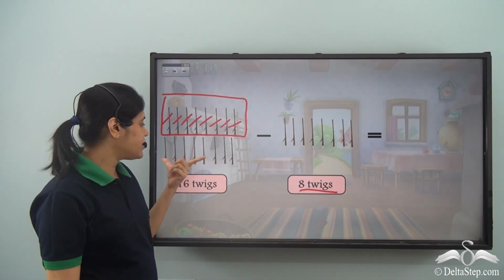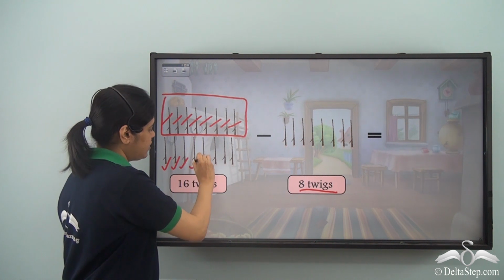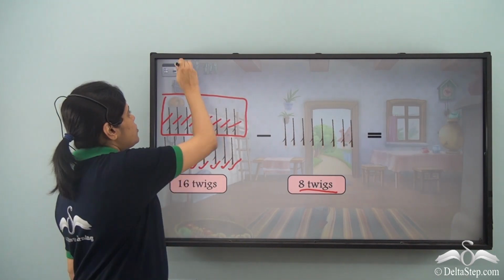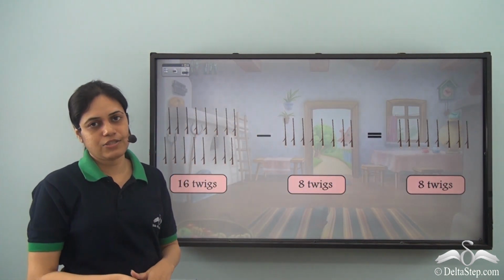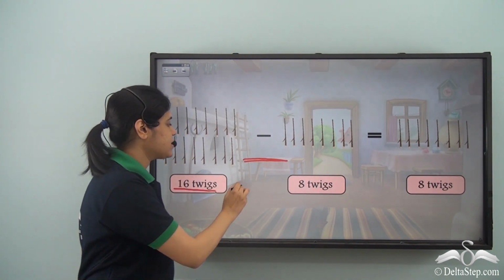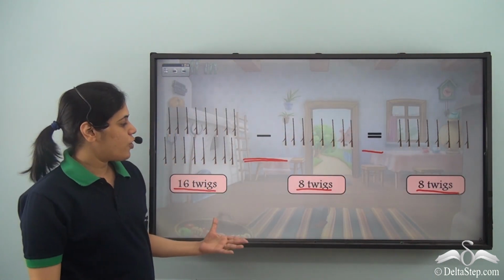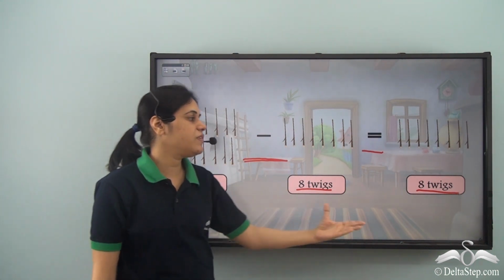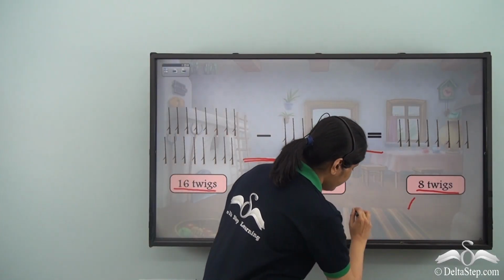And what was left are these twigs. So let's count. 1, 2, 3, 4, 5, 6, 7, 8. So 8 twigs are left with Mary after the crow took away 8 twigs. This is called subtraction. So 16 twigs minus 8 twigs is equal to 8 twigs. Or we can say that when we take away 8 twigs from 16 twigs, we get 8 twigs. And these 8 twigs are the answer or difference.